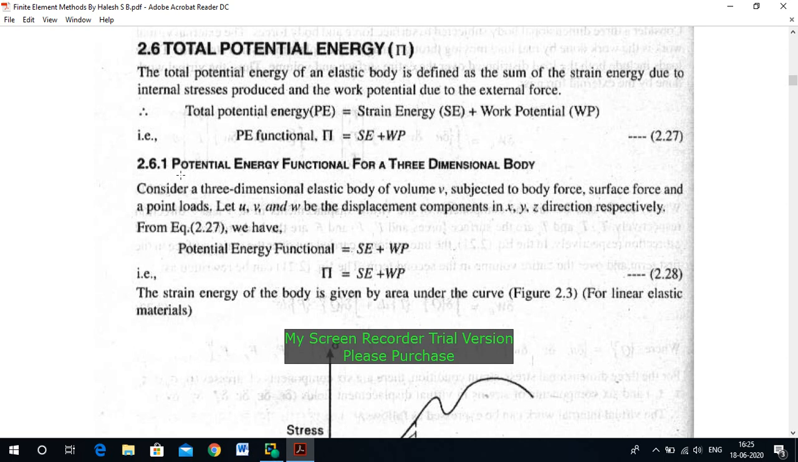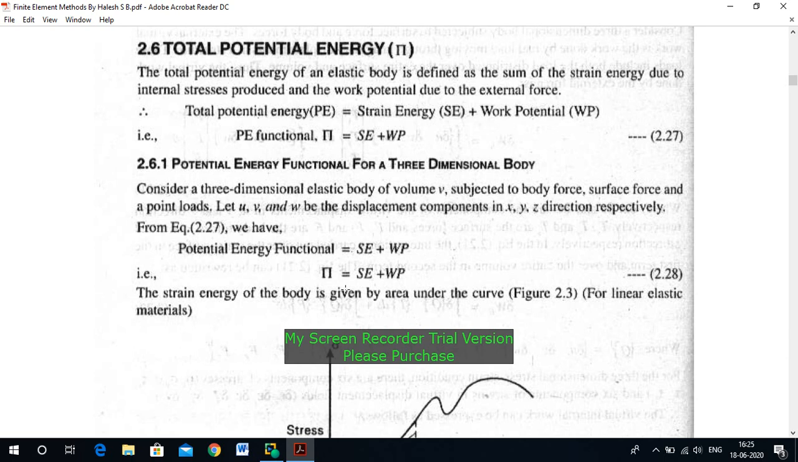And in the first module, the very important derivation is the potential energy functional for a 3-dimensional body. Consider a 3-dimensional elastic body of volume V subjected to body force, surface force and a point load. Let U, V and W be the displacement components in x, y, z direction respectively. From the equation we have the potential energy functional, according to the definition, is a sum of strain energy plus work potential.